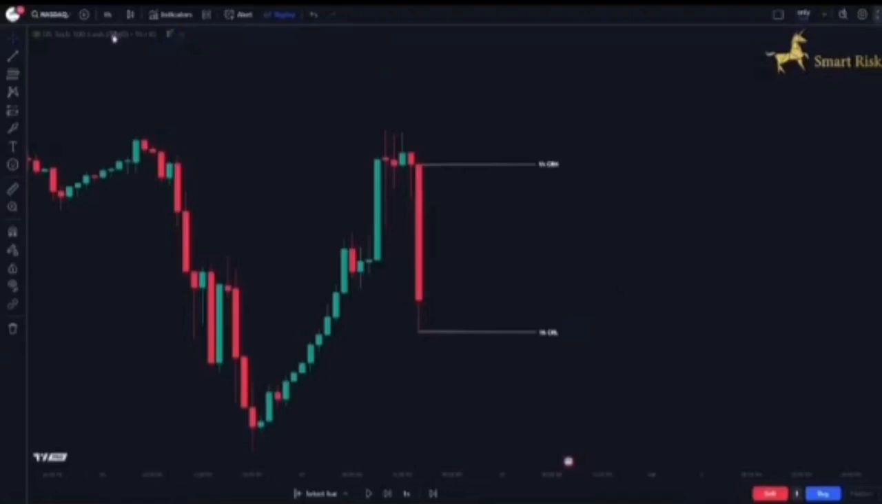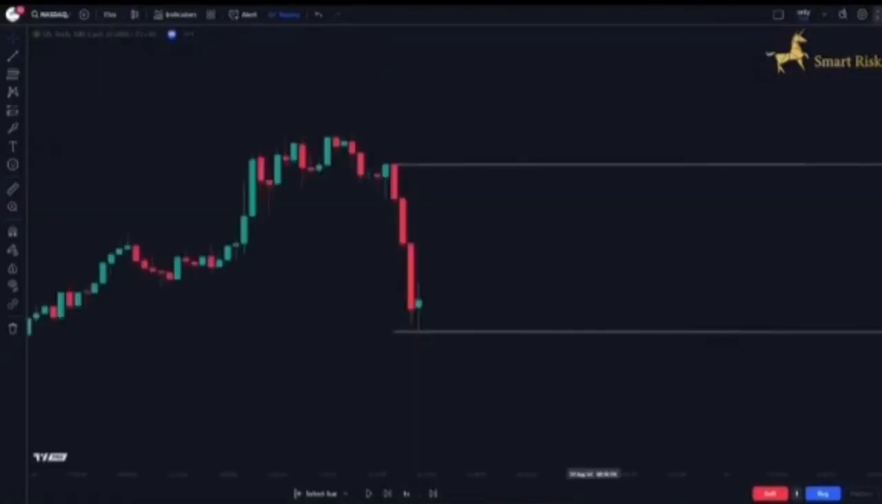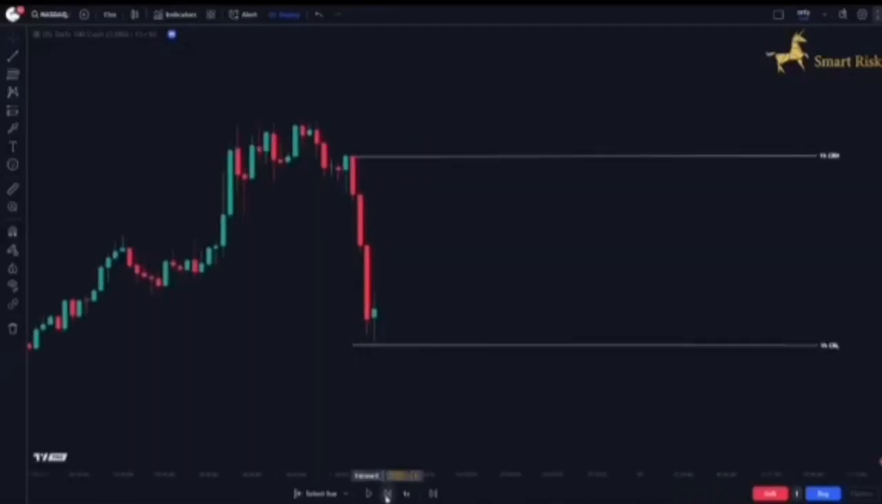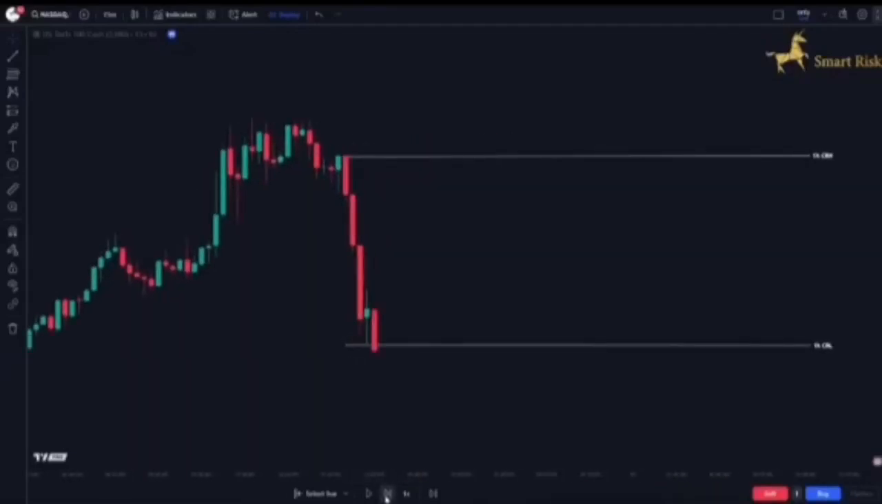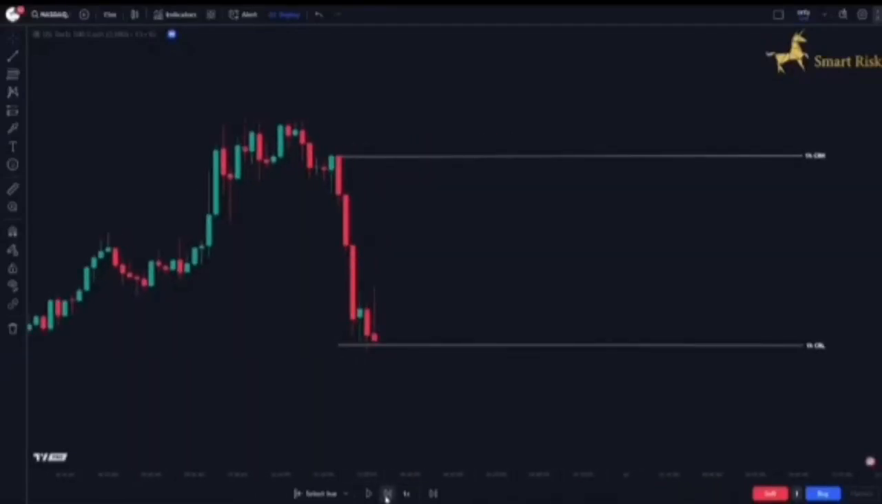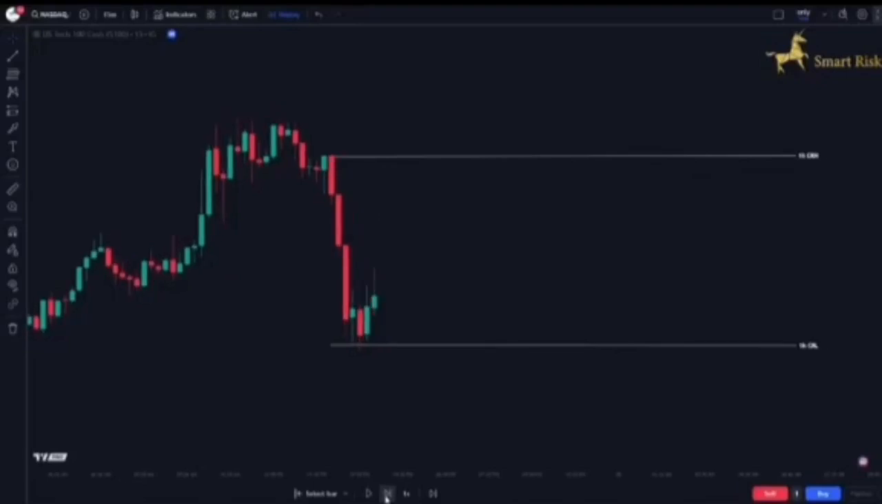Next, I'll zoom into the 15-minute time frame and wait for the 3 p.m. candle to form. Now, as you can see, the 3 p.m. candle has formed, and I'll highlight its high and low as the latest candle range, high and low.